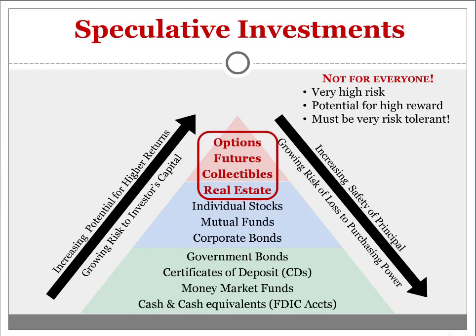The last category of investments is called speculative investments. These investments include options, futures, collectibles, and some types of real estate investment. These investments are called speculative because they are extremely high risk, but the potential rewards are also great. These types of investments are not for everyone. You must be very risk tolerant to handle owning these types of investments.